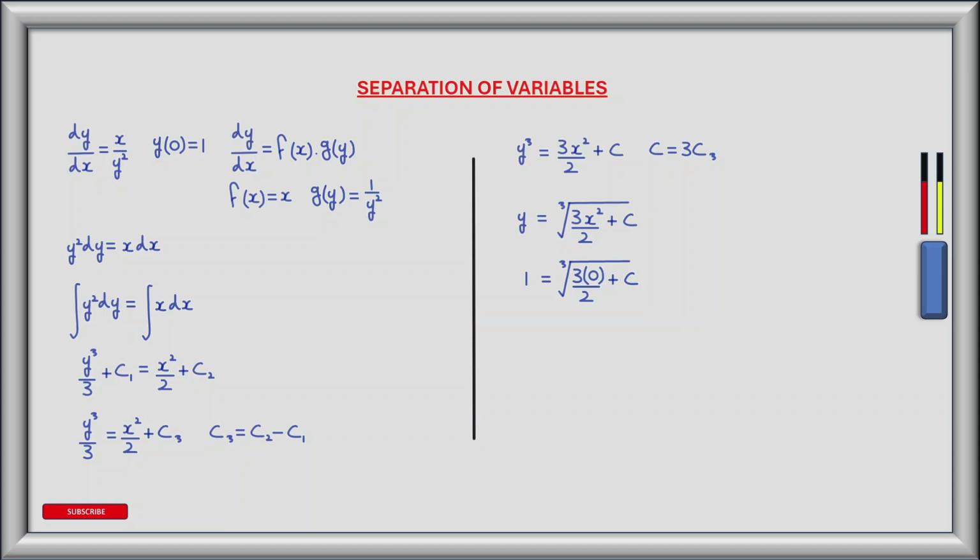If we now substitute in our initial condition of y equals 1 at the point x equals 0, we're left with y is equal to the cube root of 3 times 0 divided by 2 plus a constant c. Simplifying this, 1 is equal to the cube root of c, and therefore c is equal to 1. And now plugging our value for c back into the general solution, we're left with a particular solution of y is equal to the cube root of 3x squared divided by 2 plus 1.